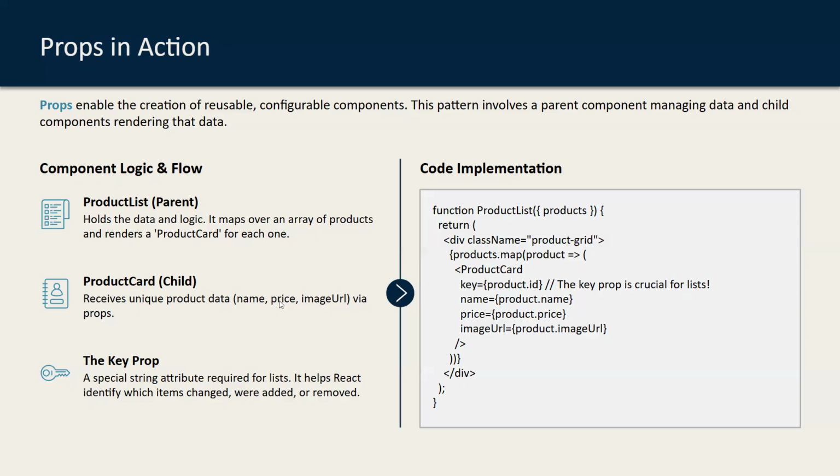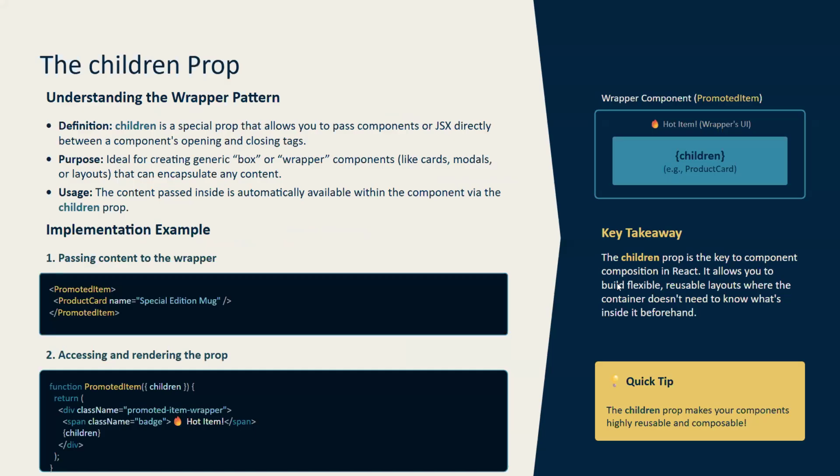Now that we have seen regular props, let's try to understand the children prop. The children prop is a special prop used for nested content. It helps us pass JSX or components between a component's opening and closing tags. This is really useful for wrapper components because the wrapper can provide layout or styling while the content inside can be different each time.